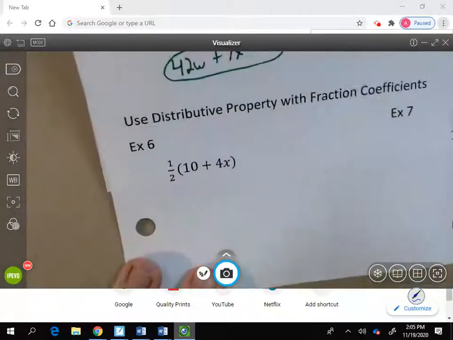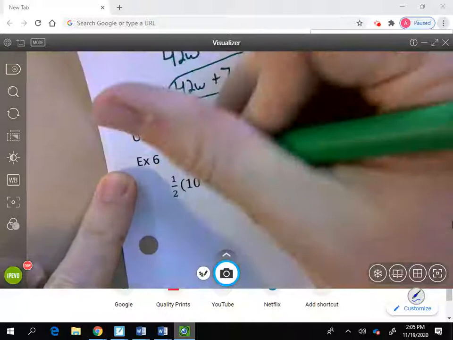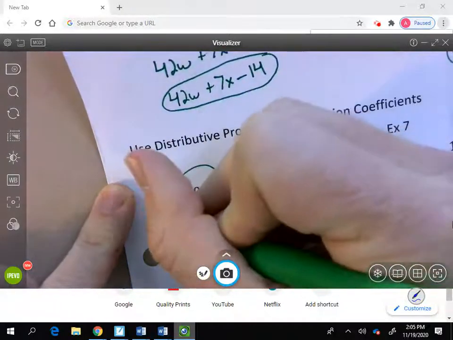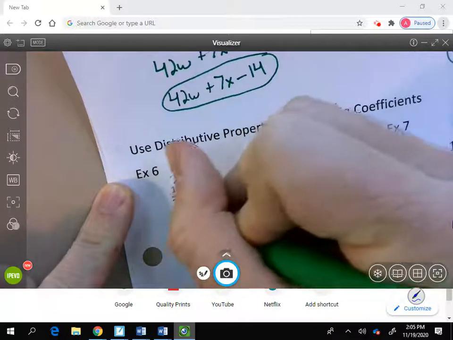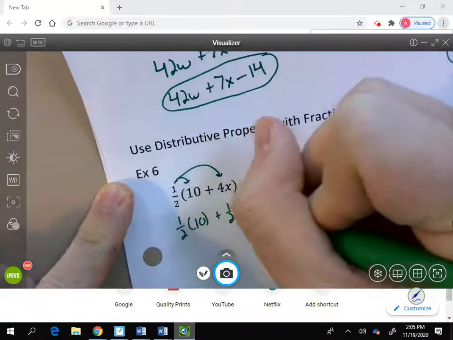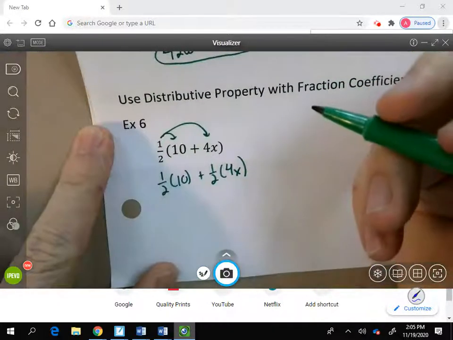So we have here 1/2 times 10 plus 4x. Those are not like terms. We're going to take the 1/2 and go to both. So it'll be 1/2 times 10 plus 1/2 times 4x. Again, feel free to pause. I only have 5 minutes on this, so I have to go a little bit faster.